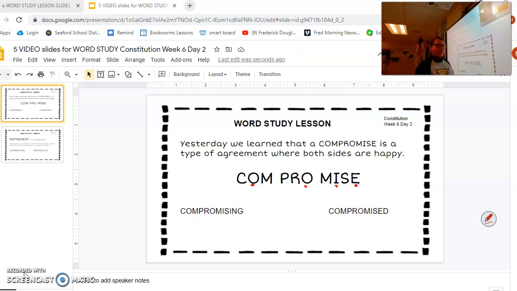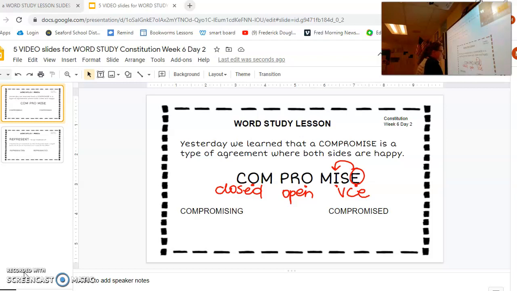So com is a closed syllable. Pro is open because I have that O at the end of my syllable. And then mise will be VCE because the I is the vowel, S is a consonant, E at the end, and this E makes that vowel say its name, mise.